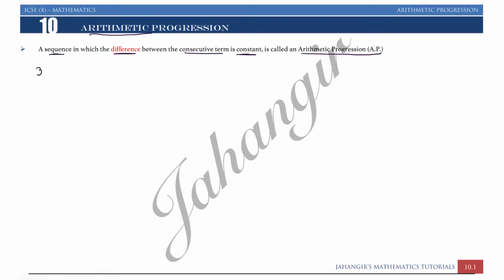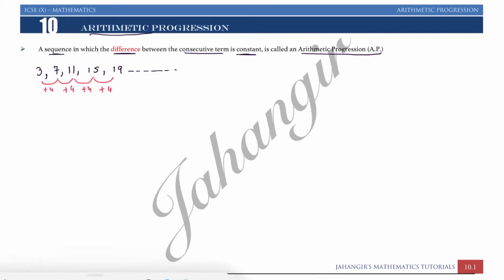First number is 3 and the difference between each consecutive term is 4, meaning 3 plus 4 is 7, 7 plus 4 is 11, 11 plus 4 is 15, 15 plus 4 is 19, and so on. Here, if we see, the difference between each consecutive term is 4, plus 4, plus 4, going up by plus 4 with each term. So if we have this type of sequence, then we say it is an arithmetic sequence.